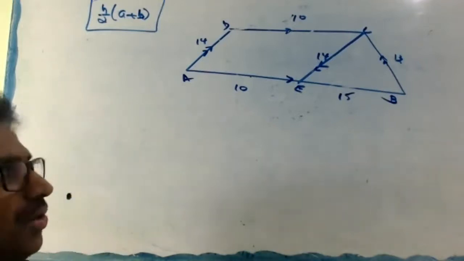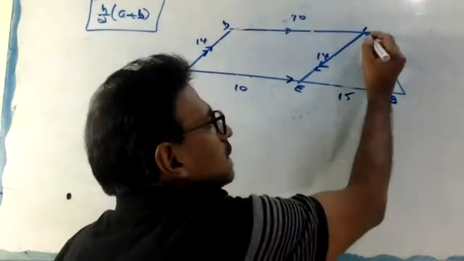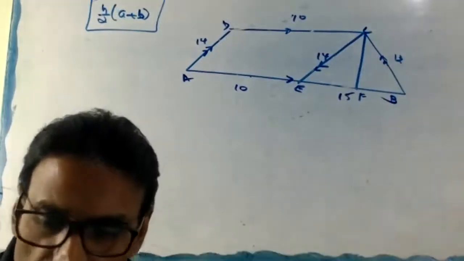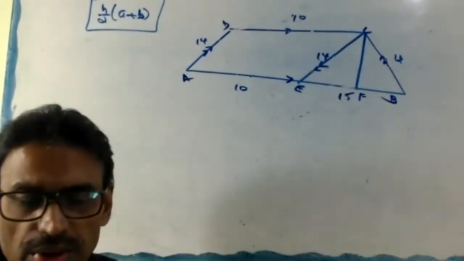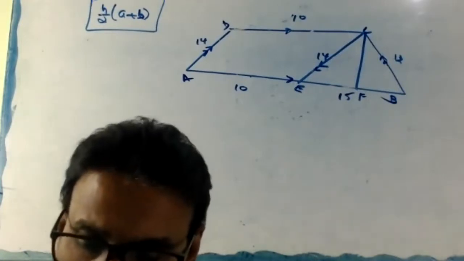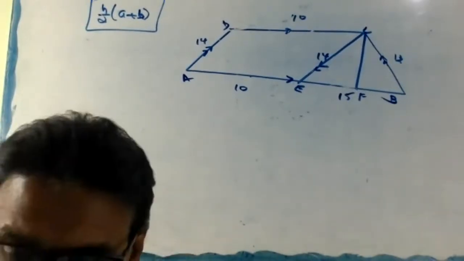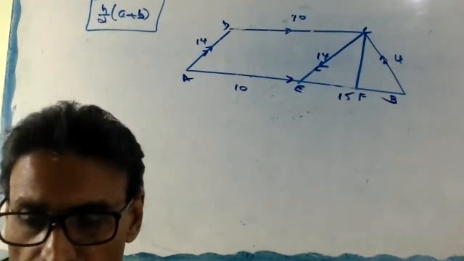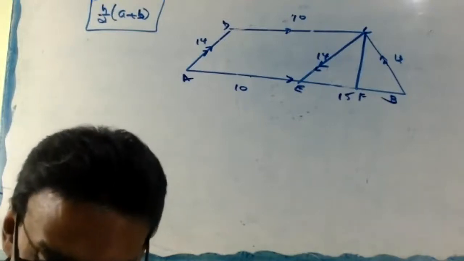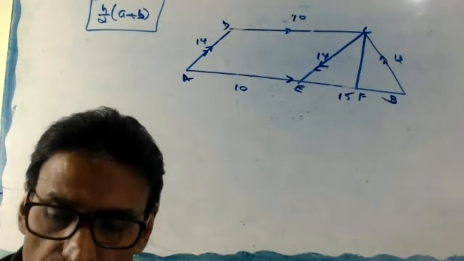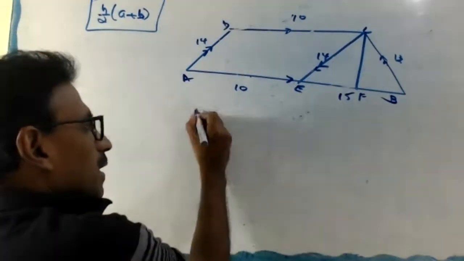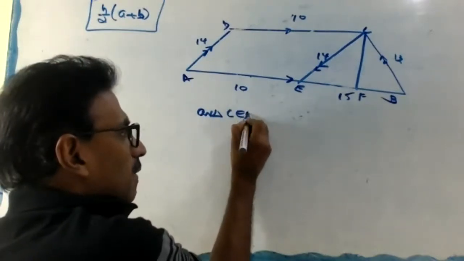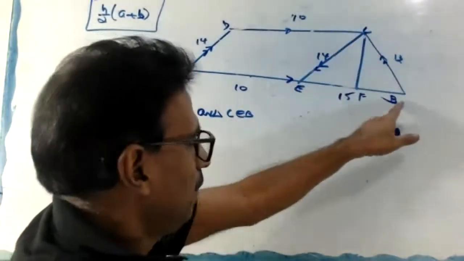Listen here. So now what will we do? Draw CF perpendicular to BE. Okay, after that, stop. Then now listen here. You are finding the area of triangle CEB.